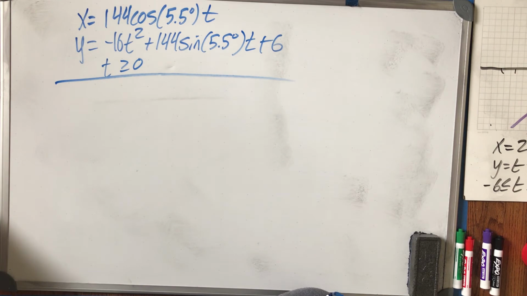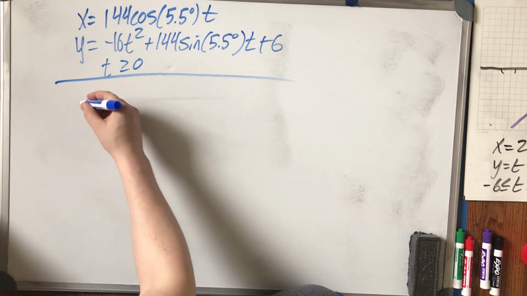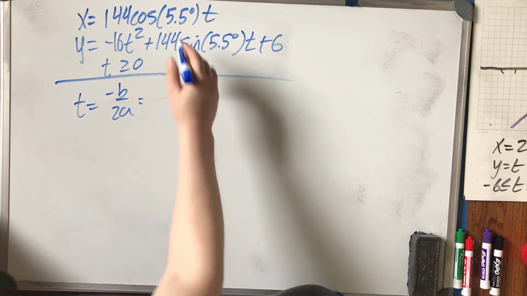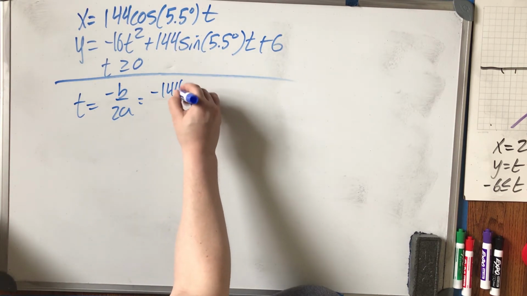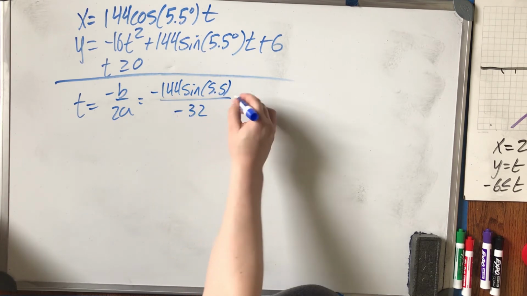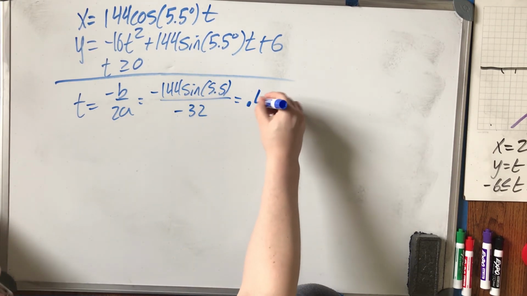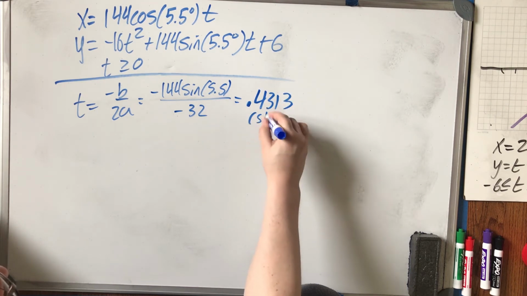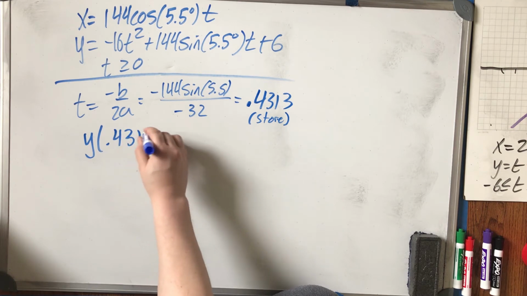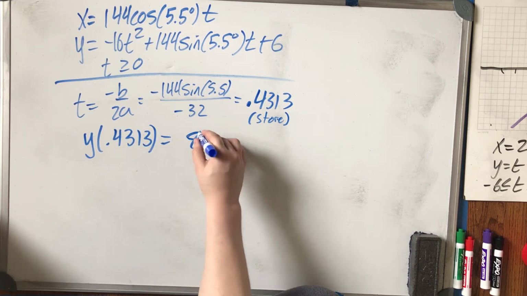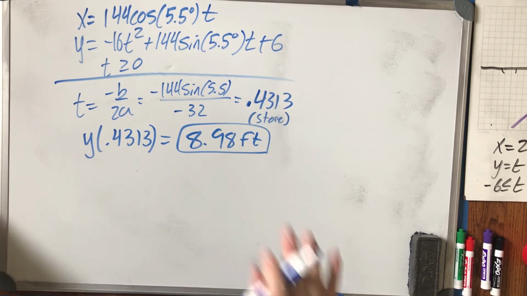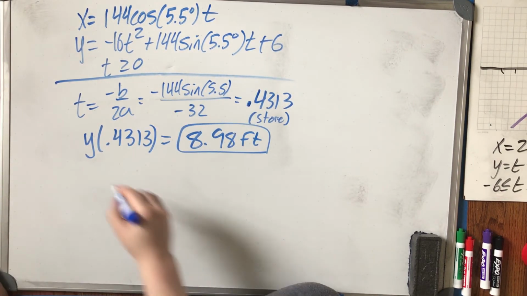We want to figure out the max height. That's pretty straightforward. We're going to do t equals -b over 2a. So that's going to be -144 sine 5.5 all over -32. When we type that into the calculator, I'm going to get 0.4313. I'm going to store that and plug it into the y equation for t. When I do that, I get 8.98 feet. So that's its max height. It doesn't really travel very high, which makes sense because the angle's very minimal.